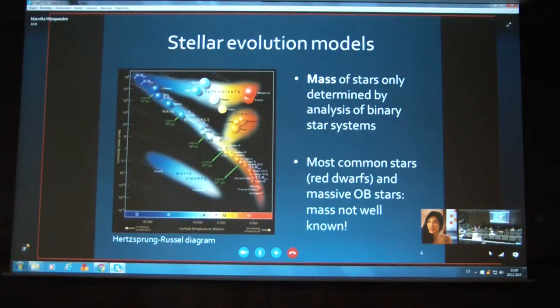And one of the most important properties to derive this and to describe this evolution is the mass of the stars. And the mass of the stars can only be determined by analysis of binary star orbits. So it's very important that we have good observations to test these models. And also, for the most common stars in our universe, and for massive OB stars, the mass is still not well known. And this is actually one of the open problems in modern astrophysics.